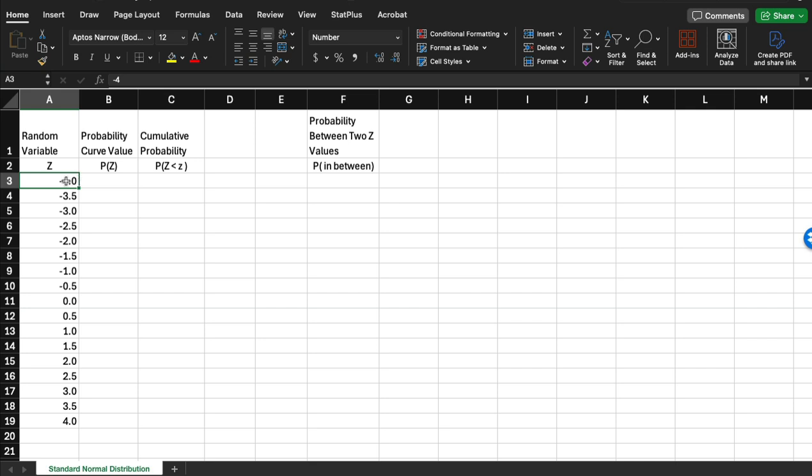Z can actually go as far down as -10 or -20, and all the way up to +10 or +20. There's no limit on the values of Z, but the probabilities of those occurring are very, very rare. So we're not even going to go past these points.